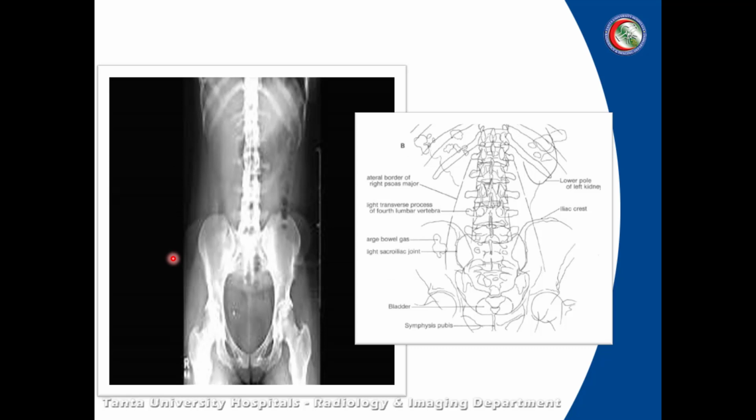The KUB or PUT is important for assessment of the bone of the patient and the soft tissue shadows such as psoas shadow on both sides. Also important for assessment of any calcification or any radio-opaque shadows such as stones in the region of kidneys, ureters, and urinary bladder or urethra.